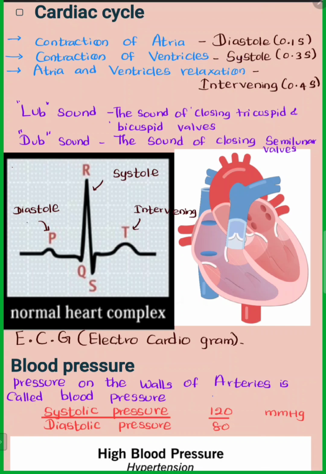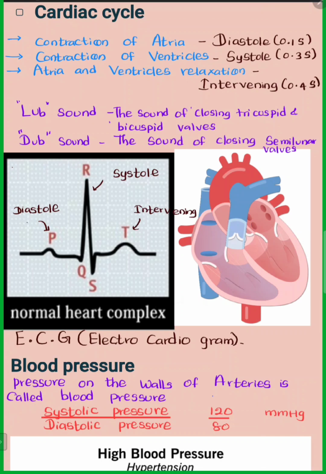When the cardiac cycle occurs, you will hear a lub and dub sound. The lub sound is due to the closing of the tricuspid valve and bicuspid valve. These are the tricuspid and bicuspid valves. The dub sound is heard when the semilunar valves close. They are present inside the aorta and pulmonary artery.